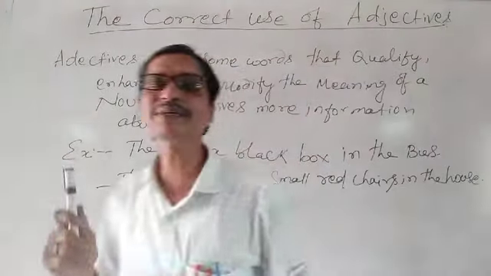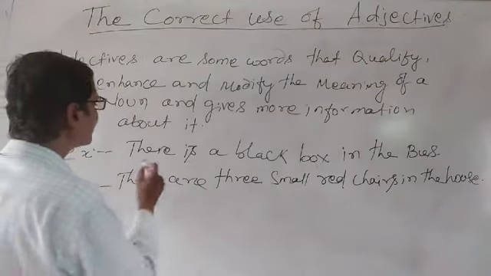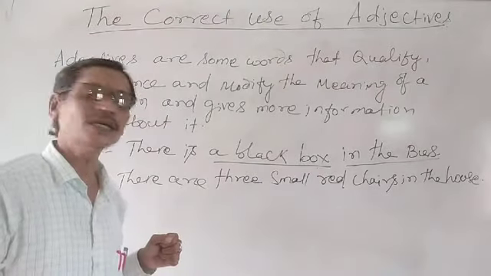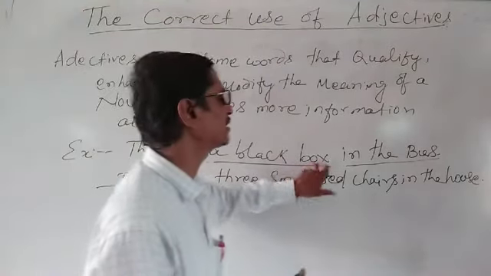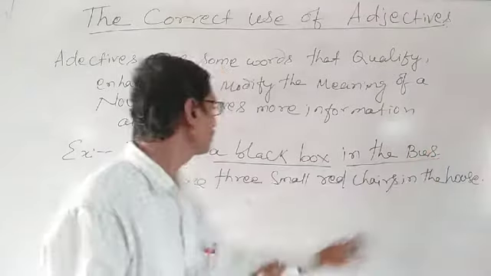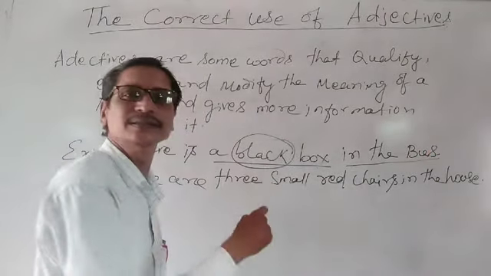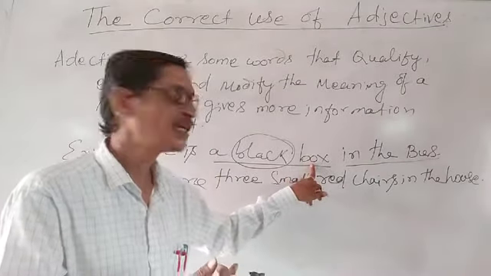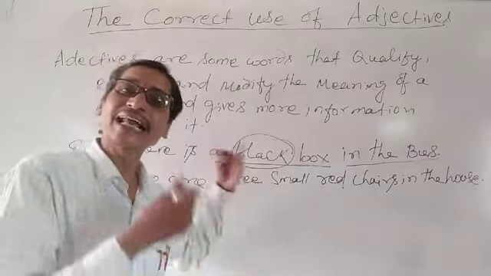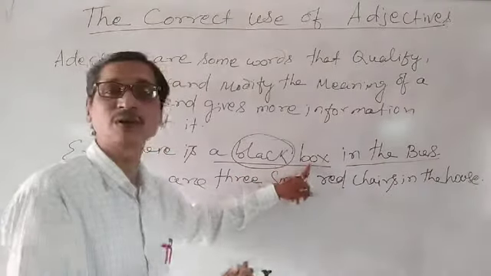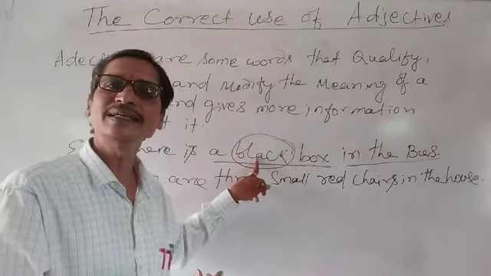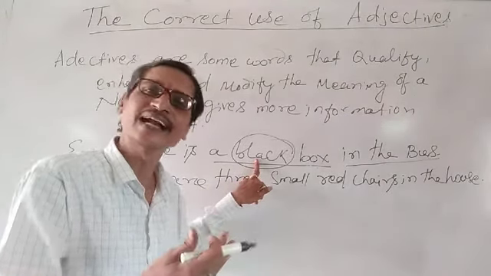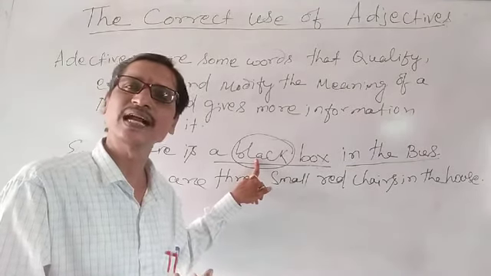For that, the example is given over here. You can see there is a black box in the box. So here you see there is a box. But here we have used black just to modify and enhance the meaning of this box, which is a noun. Therefore, this word black is enhancing or modifying the meaning of this noun box. That is why this black is used here as an adjective. It functions as an adjective.